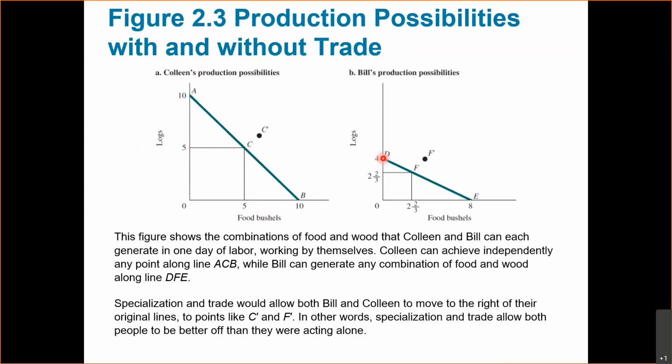Bill, by contrast, could do 4 bushels or 4 logs in a day. Notice Colleen could do more. And Bill can also, down here, do 8 bushels of food. Colleen can do more. Bill would choose point F at 2 2/3 each.